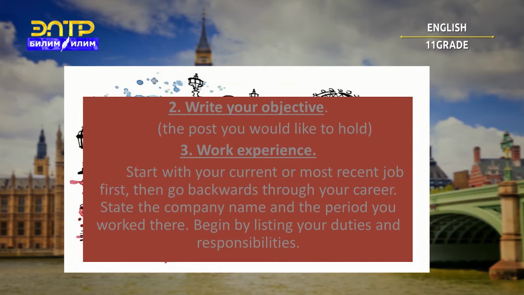Second, write your objective, the post you would like to hold. Third, work experience. Start with your current or most recent job first, then go backwards through your career. State the company name and the period you worked there. Begin by listing your duties and responsibilities.